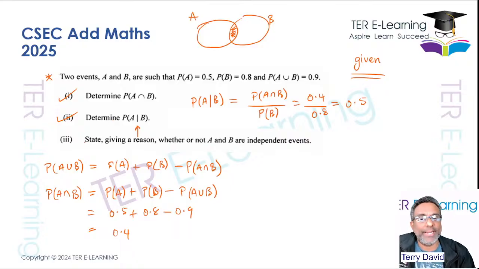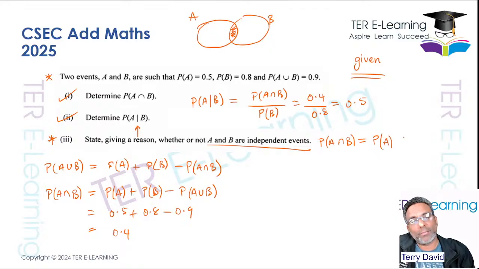All right, so that is A given B. The next part here, CSEC can ask us, state, giving a reason, whether or not A and B are independent events. Whenever you are asked to show this, or to determine if 2 events are independent, this is what you need to do. The probability of A intersect B has to be equal to the probability of A multiplied by the probability of B. This is something you have to show if the events are independent. If you can show that, great. Now here it is. A intersect B, we just worked that out. We got 0.4.